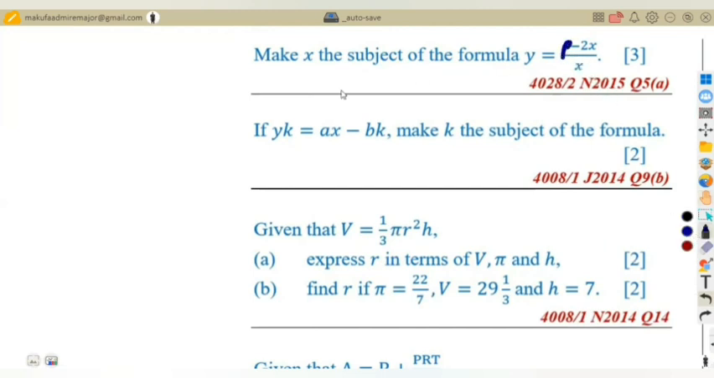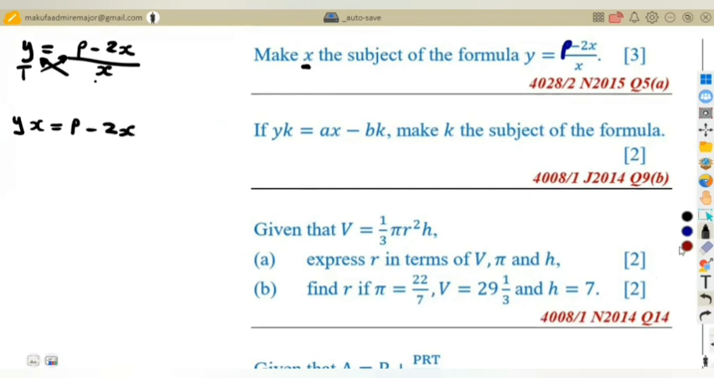It was y is equal to (p minus 2x) over x. It was just a slight error in typing there. All right, make x the subject. So here it's the same as over 1. So we can cross multiply: y times x. That's y x, and the 1 times a number remains as it is, so we're going to remain with the p minus 2x.